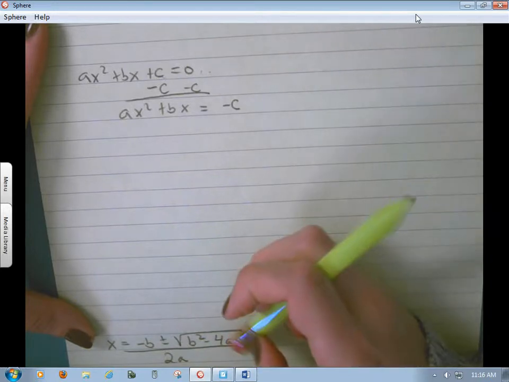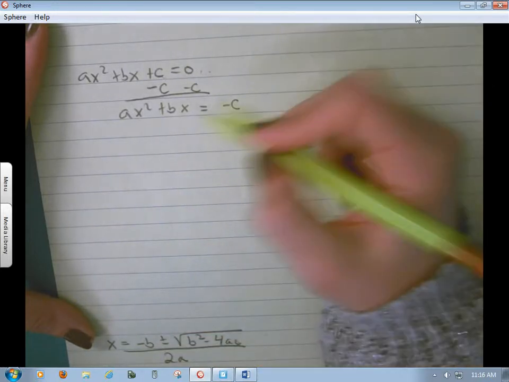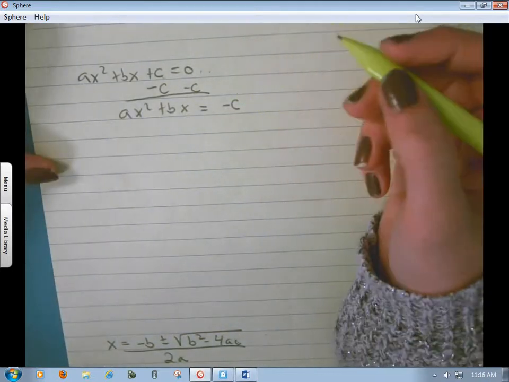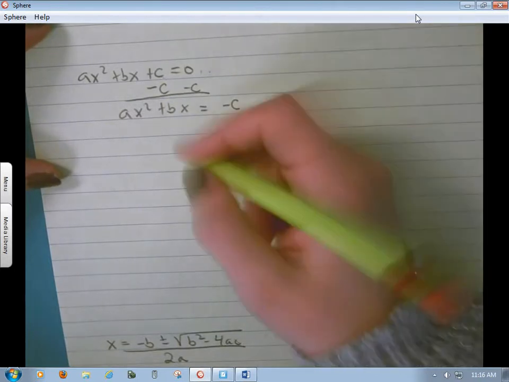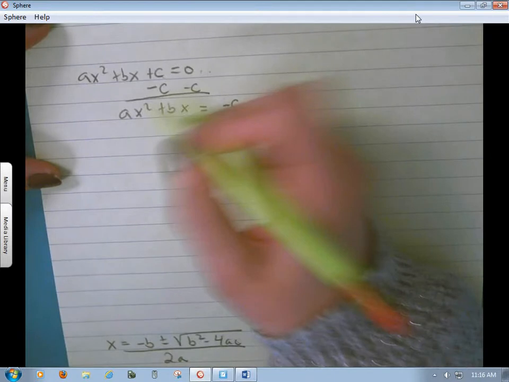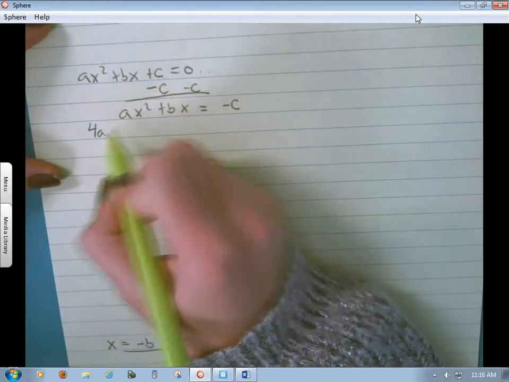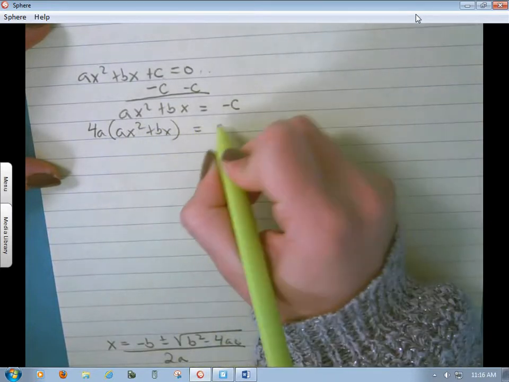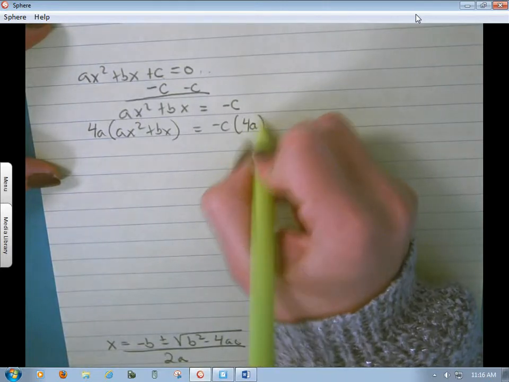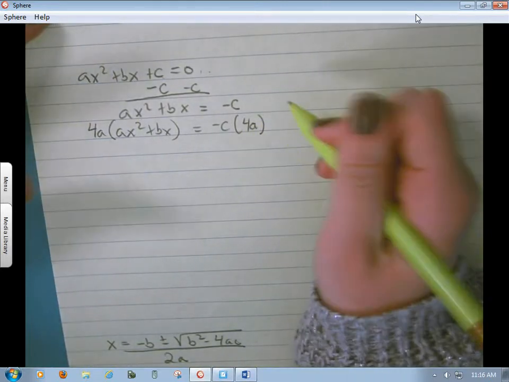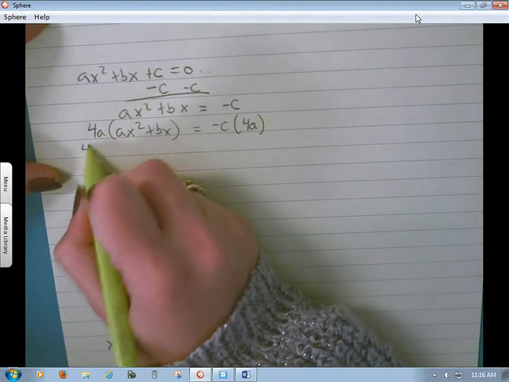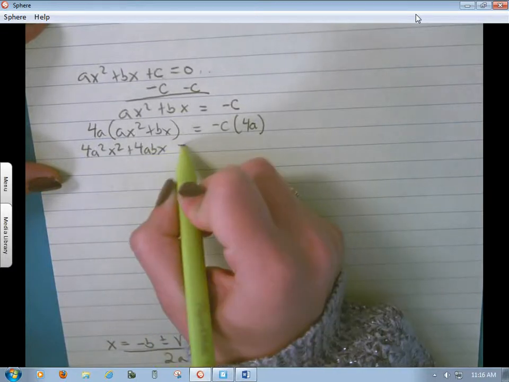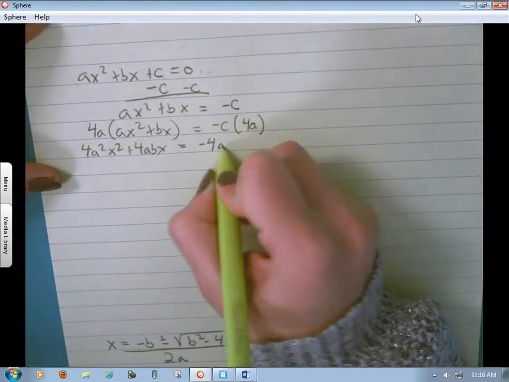So it's C times 4a. Now, in algebra, as long as I do whatever I want to do to both sides, I'm allowed to do that mathematically because I'm keeping my equation balanced. So I want to get that 4a over here, but that means I also have to put it over here. So I can do 4a times (ax squared plus bx) equals negative c times 4a. Okay, and I can do that again because I'm keeping that equation balanced. So over here I'm going to distribute: 4a squared x squared plus 4abx equals negative 4ac.